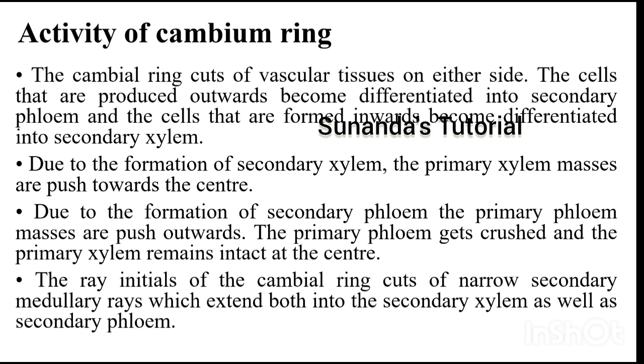Next is the activity of cambium ring. The cambium ring forms cells on the inner and outer side. They can form cells into the inner side, they can also form cells into the outer side. The cambium ring forms secondary xylem towards the inner side, towards the center, and secondary phloem towards the outer side. So it is bifacial.